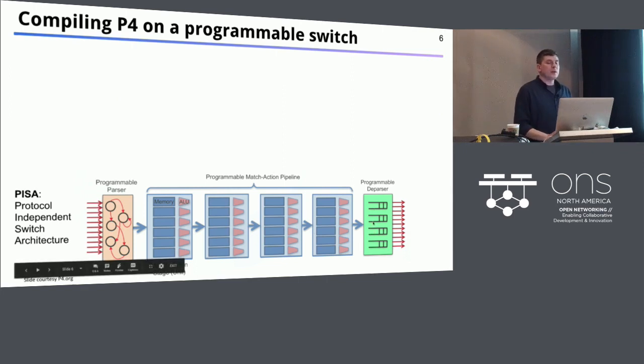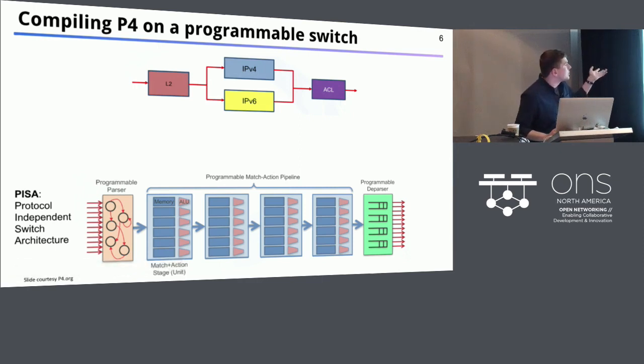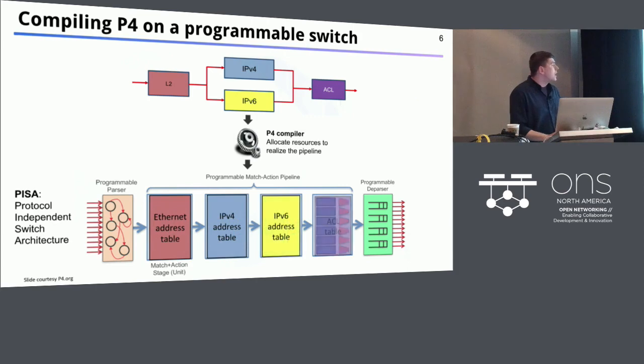So the idea of P4 is that you define a logical pipeline, like in this case, a simple standard pipeline implementing layer 2 bridging, IPv4 and IPv6 routing, and ACL. And by using a compiler, you realize this pipeline on your PISA architecture.